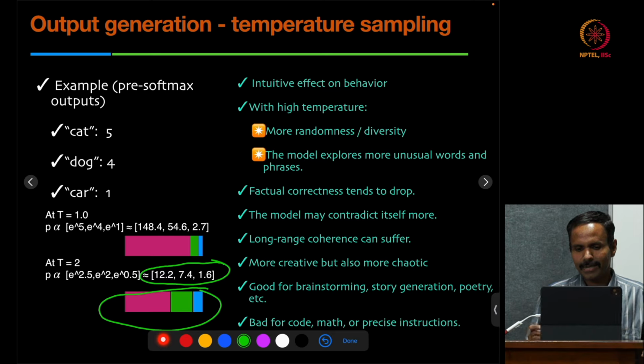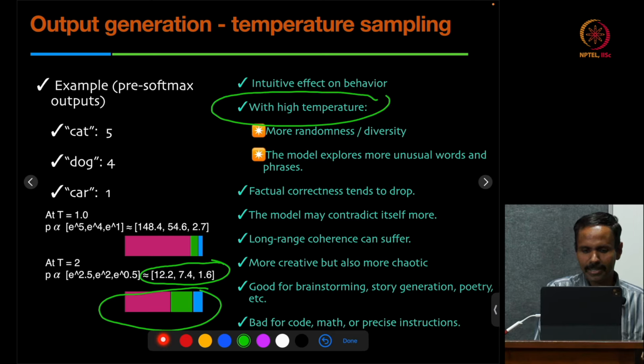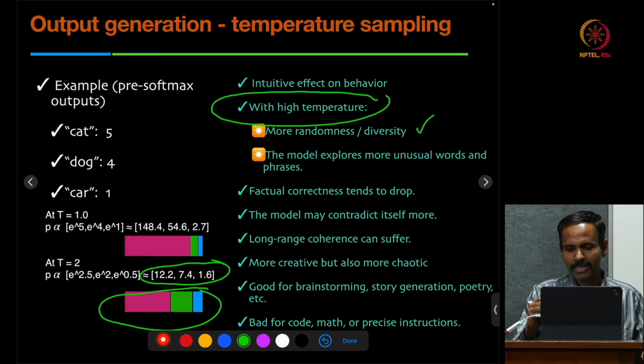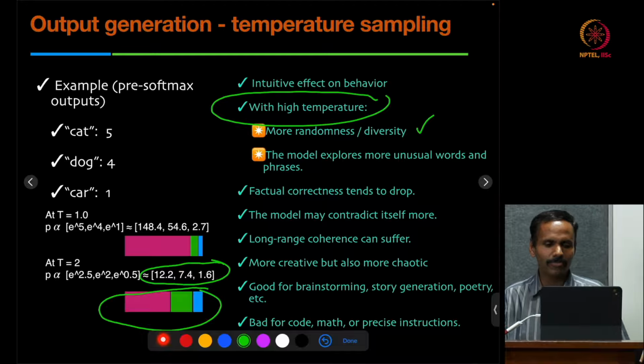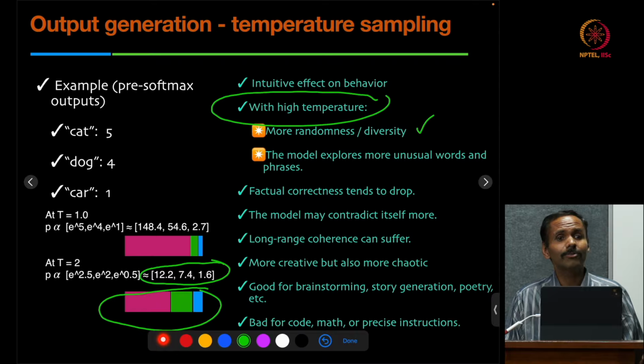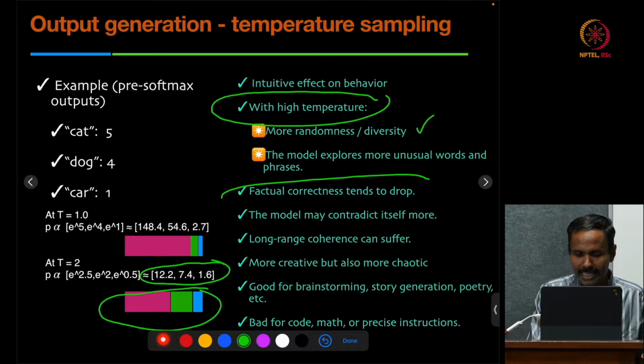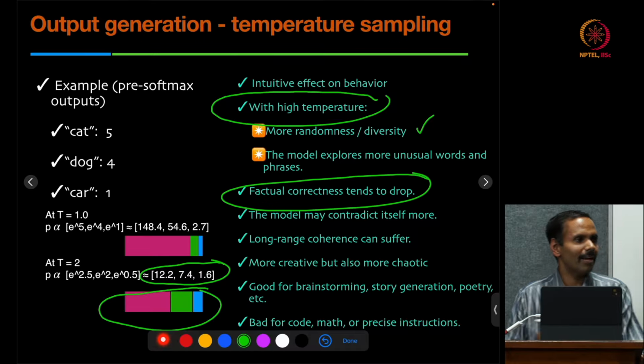To summarize this behavior, when you want more randomness and more diversity, you set the temperature high. When you want things to be factual, when I want to ask what is the capital of Karnataka, I don't want to have randomness, right? I want to set the temperature low.